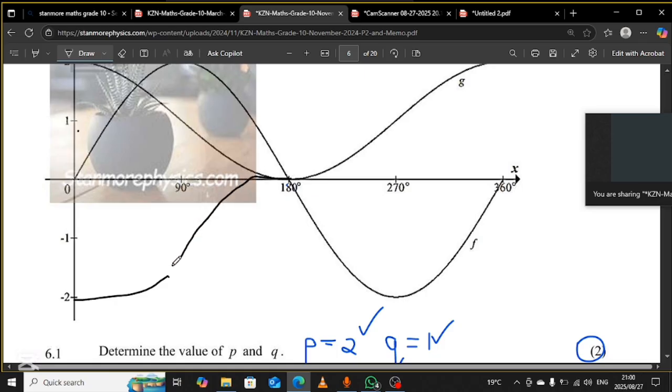So it's going to go something like this. Remember, we're looking at the x-axis, right? So something like this, right? So it's reflected about the x-axis. So what happened here? Just tell me a scenario. What happened actually here? It changed from being positive to negative.